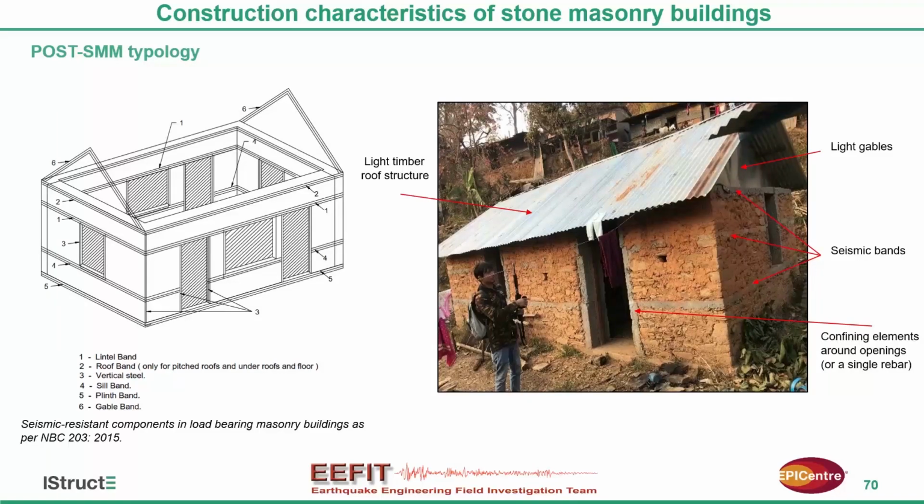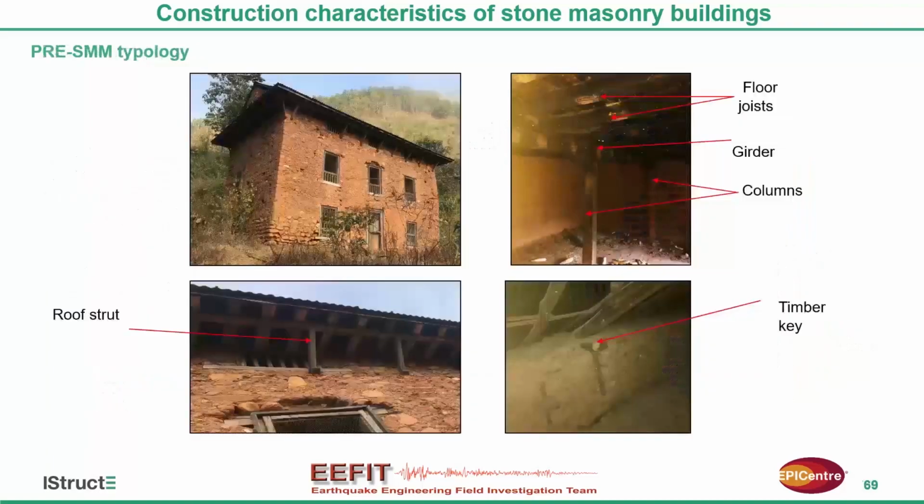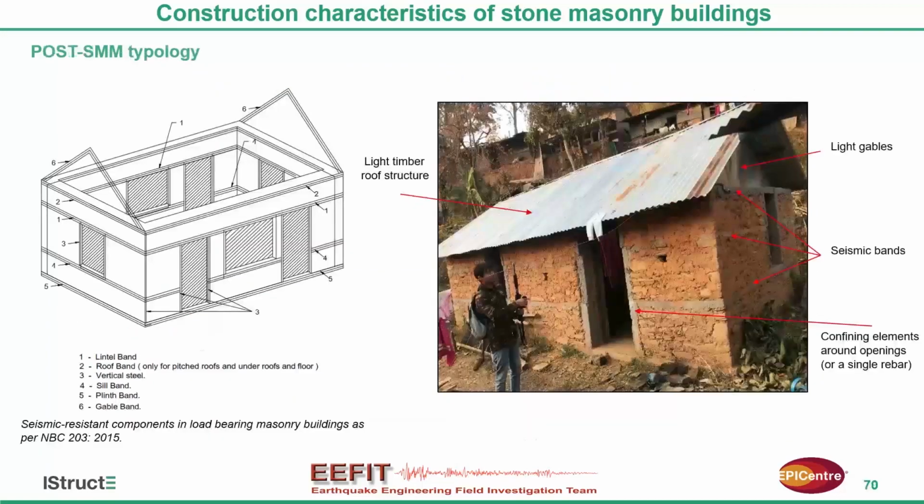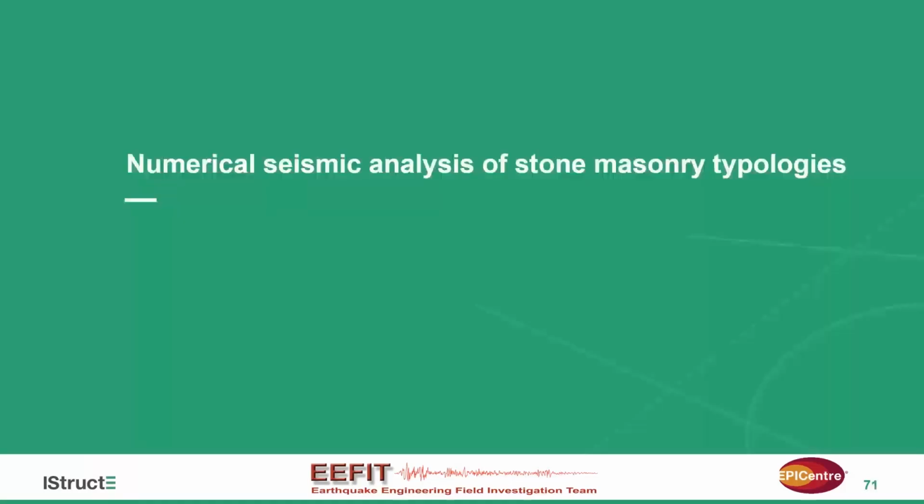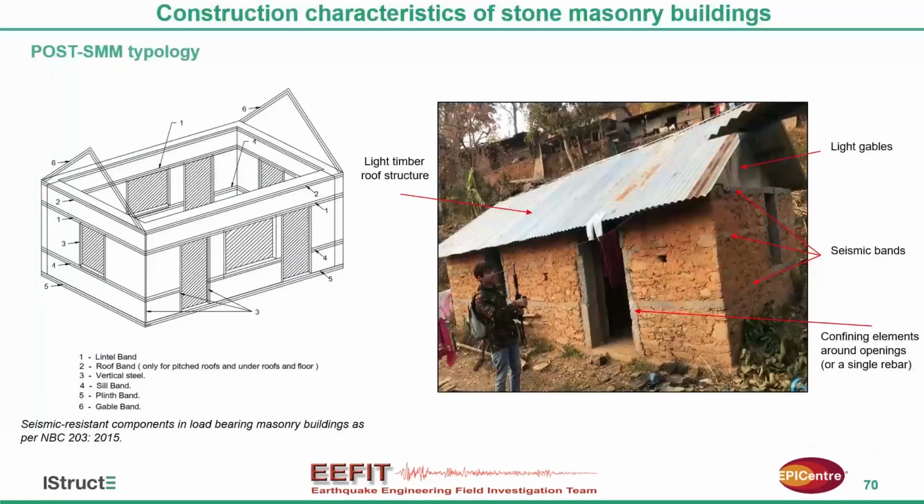While the post-earthquake typology, the newly built typology, follows the seismic design code. The pre-earthquake buildings do not follow seismic design codes, being traditionally built, while the newly built buildings follow the seismic design code, and it includes seismic bands at sill level, lintel level, and roof level, as you can see in the recently constructed buildings. And the roof is a very light structure with light covering.